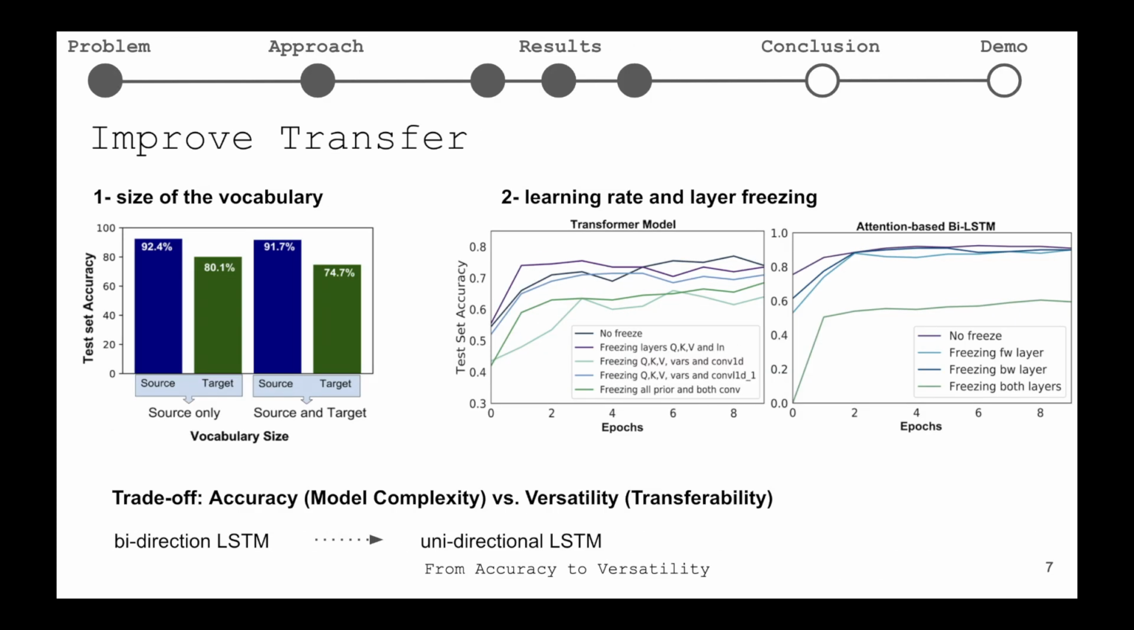Results: improved transfer. We studied two effects: the effect of the size of the vocabulary, and the effect of changing the learning rate and applying layer freezing. First of all, the selection of the vocabulary size is crucial in transfer learning. When constructing the vocabulary, we may either consider only the words of the source domain or both the source domain and the target domain. Note that in the former case, there may be many unknown word tokens when retraining on the target. We are interested in how model performance depends on vocabulary.